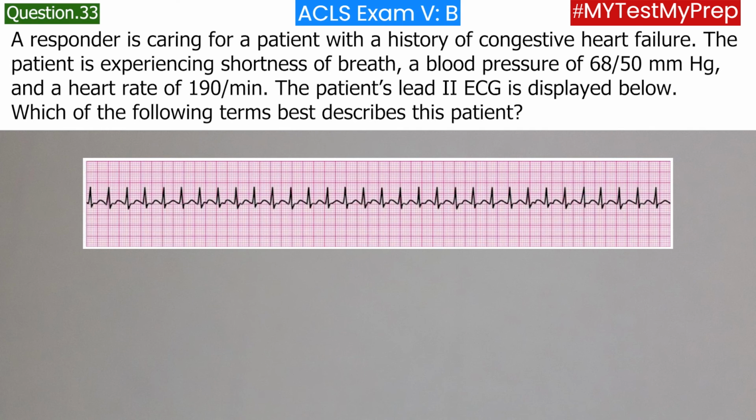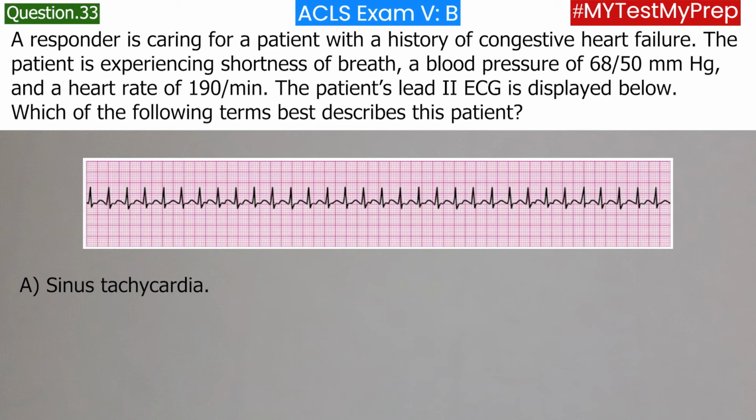A responder is caring for a patient with a history of congestive heart failure. The patient is experiencing shortness of breath, a blood pressure of 68 over 50 millimeters of mercury, and a heart rate of 190 per minute. The patient's lead 2 ECG is displayed below. Which of the following terms best describes this patient?